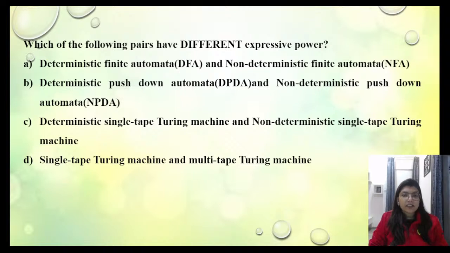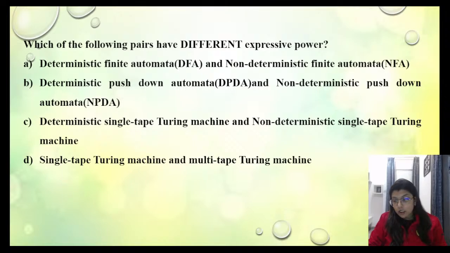See, generally when we study this, we all know that every machine is equivalent to a different machine related to the same language. Like if we talk about regular languages, we have two machines related to it, one is NFA and one is DFA. So both are same in expressive power.